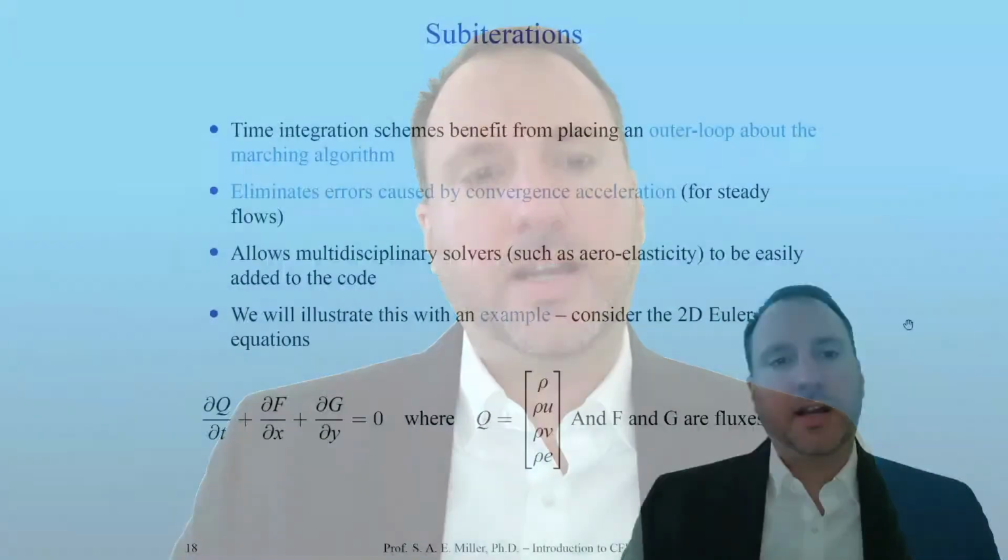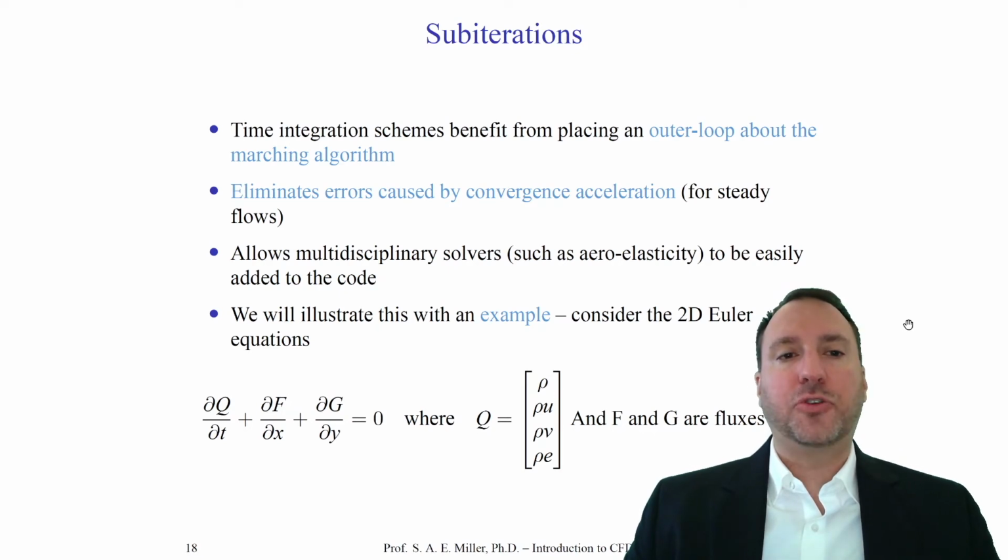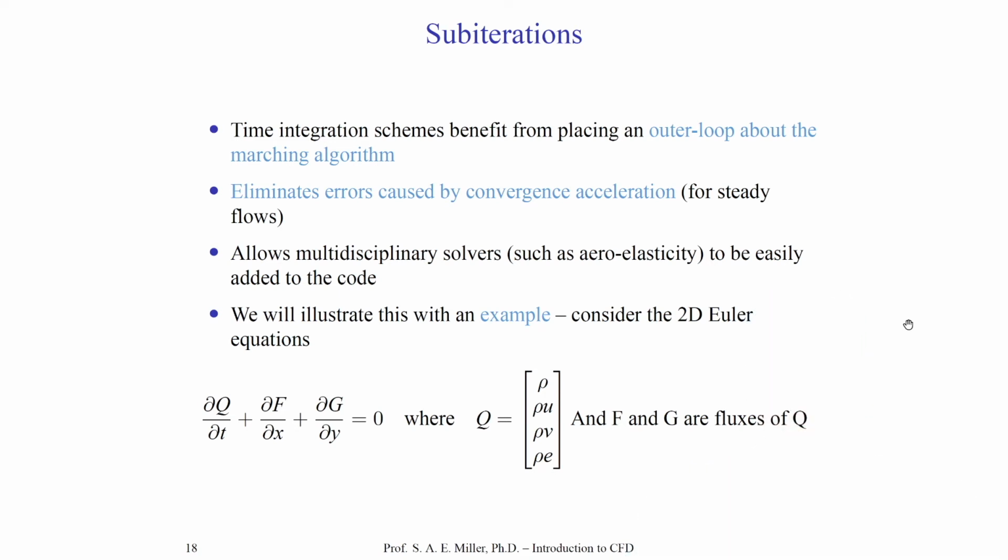Let's change directions now. We've talked at length about traditional explicit schemes that march in time. We'll talk about implicit schemes in a bit. But first, we need to talk about sub-iterations. Sub-iterations are shown in many contemporary CFD solvers, including ones that we'll look at in this class. Basically, time integration would benefit from placing an outer loop around the marching algorithm. So you would find perhaps a Runge-Kutta time integration scheme, and then we would have additional numerics that wrap around the particular solver. This reduces errors caused by the so-called convergence acceleration, especially for steady flows.